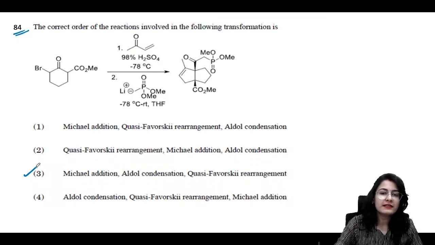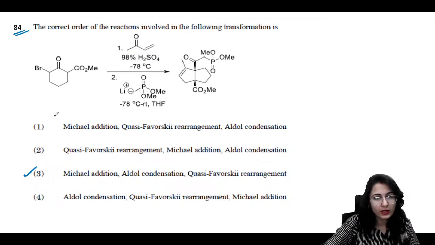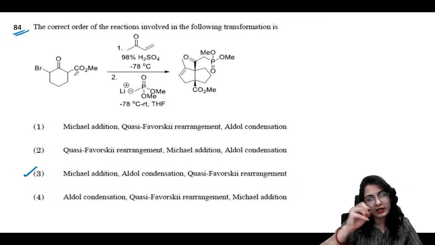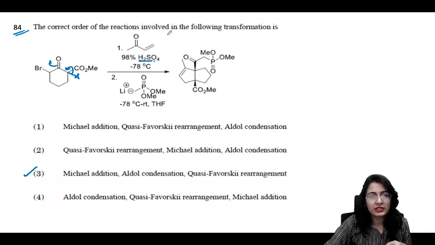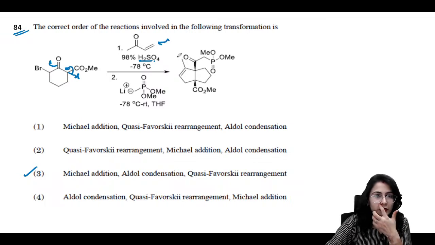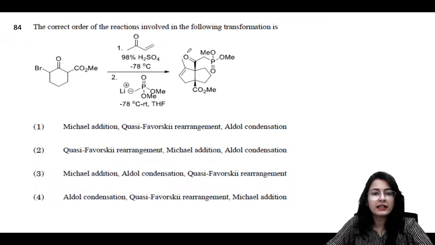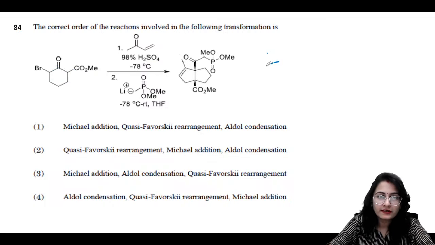Have you tried out the mechanism for this question? It is a little tricky. As I said, I'm not writing the whole mechanism again because it will be very long. In the first step, in the presence of an acid, it is going to form an enol. The enol's proton will come out from here. After the enol formation, it is going to do Michael addition over here. So, I will directly write the product.